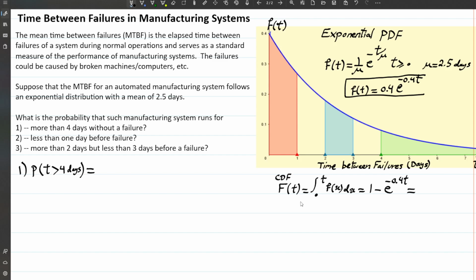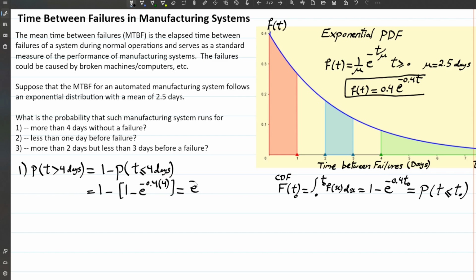So if you say time is up to T0, what you're saying is the probability that the time between two consecutive failures is less than or equal to T0. So you need to use the complement: 1 minus the probability that T is less than or equal to 4 days. It is equal to 1 minus, 1 minus e to the minus 0.4 times 4, which is e to the negative 1.6. So that is the probability that in this system there will be a 4-day gap between two consecutive failures.